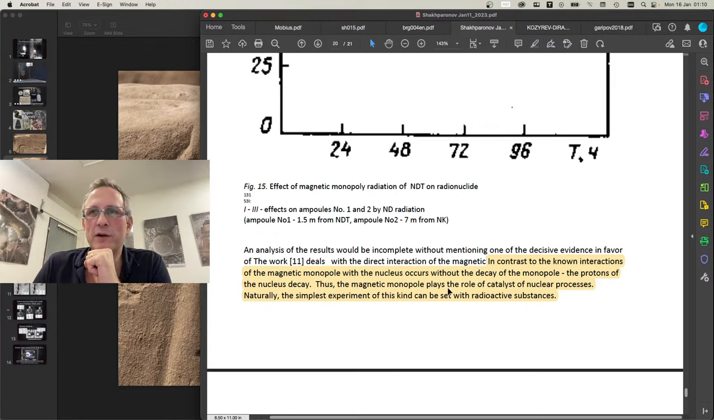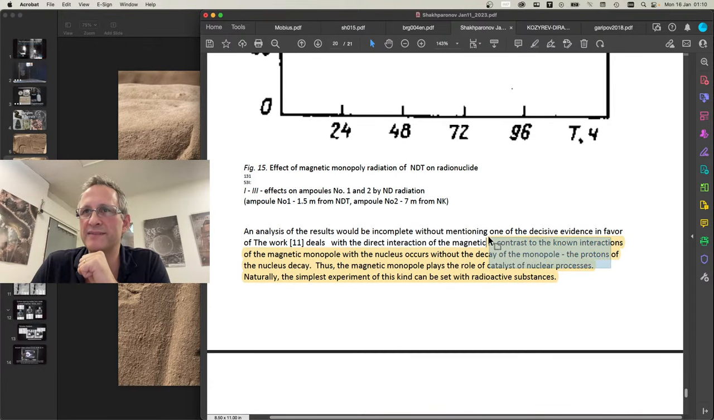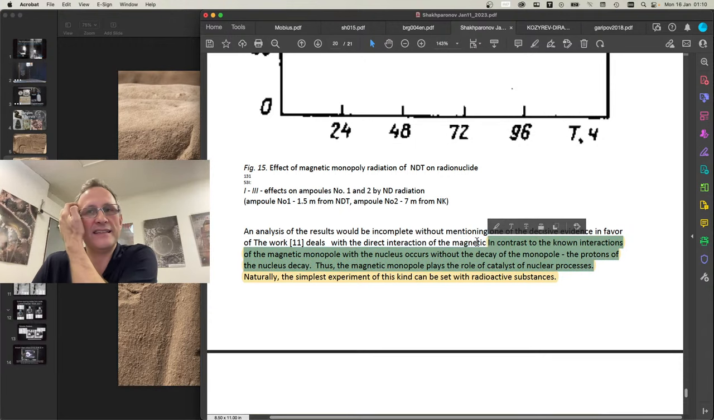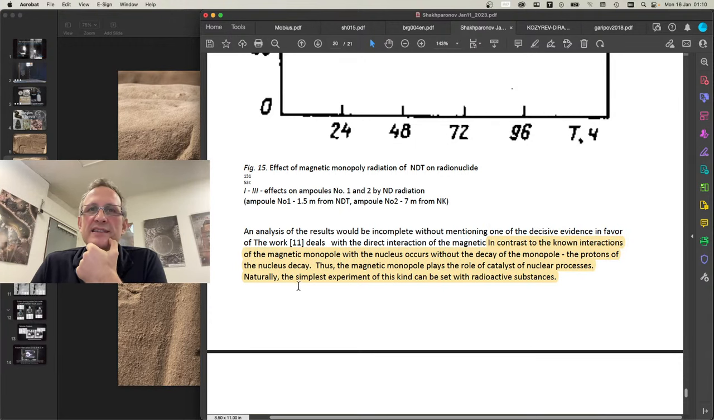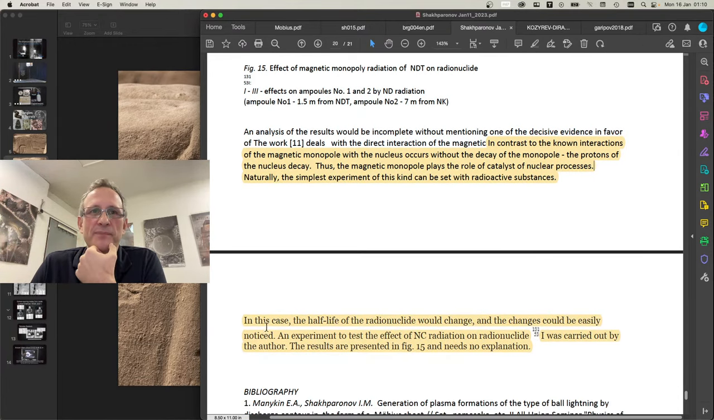Thus, the magnetic monopole plays the role of catalyst of nuclear processes. Naturally, the simplest experiment of this kind can be set with radioactive substances. So on the first point here, the monopole is able to cause nuclear reactions. Okay, that one. So this is LENR. Naturally, the simplest experiment of this kind can be observed with radioactive substances. In this case, the half-life of a radionuclide would change, and the changes could be easily noticed.